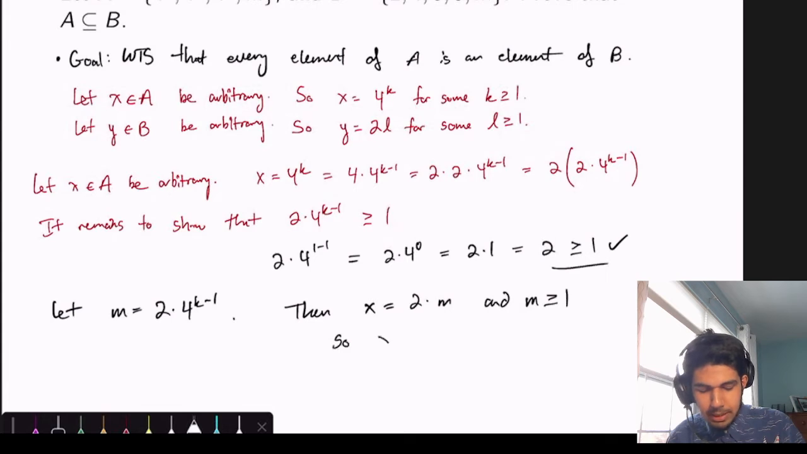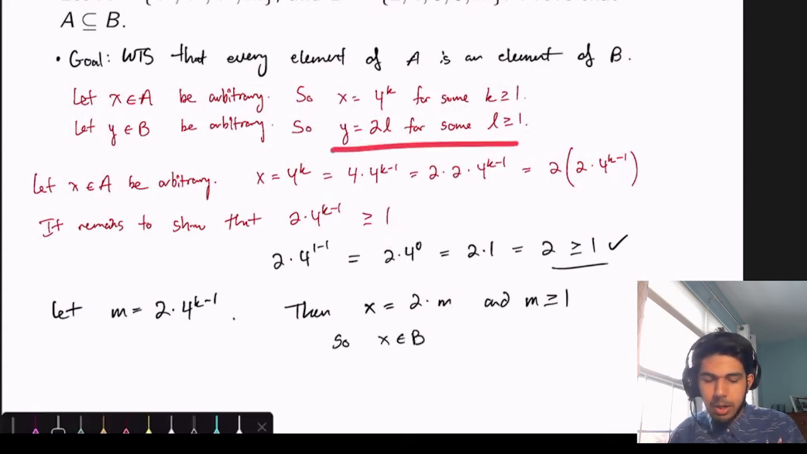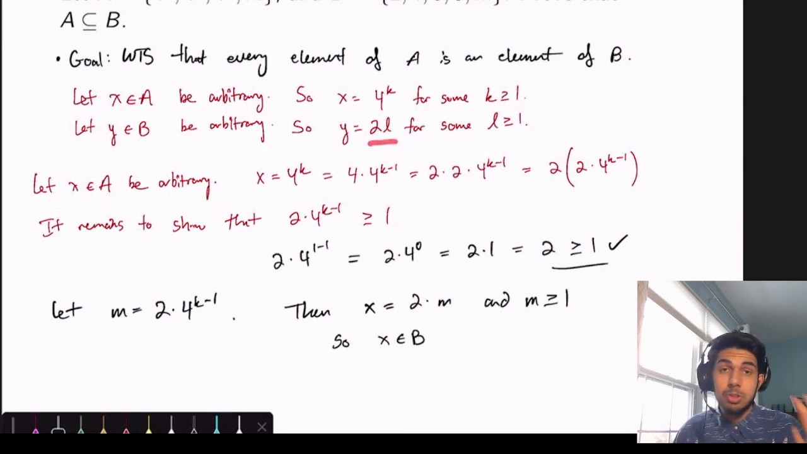So that means that X is an element of B, because that was the requirement for something to be in B. It had to be of this form, 2 times L, where L is greater than or equal to 1. We've shown that here. We just use a different variable, so we're good. That's our first set-related proof. Cool. Let's move on to the next one.